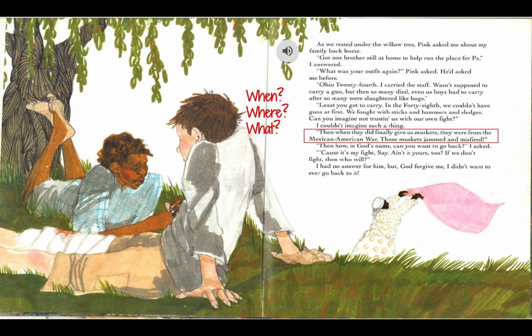We can go back and do some more research to find out when that took place and where we are in time right now. So the Mexican-American War already happened because they were using muskets, which were guns, from that war. So that already took place.